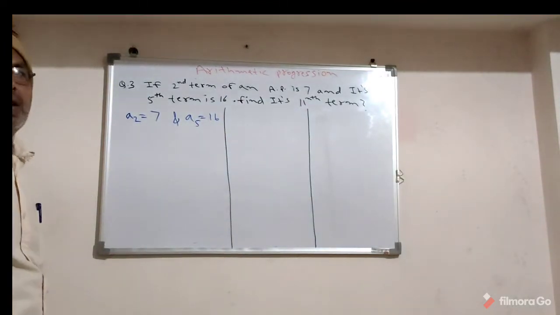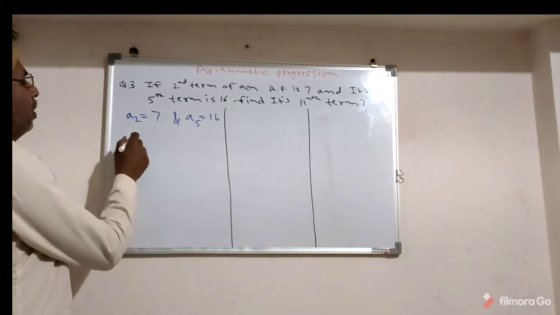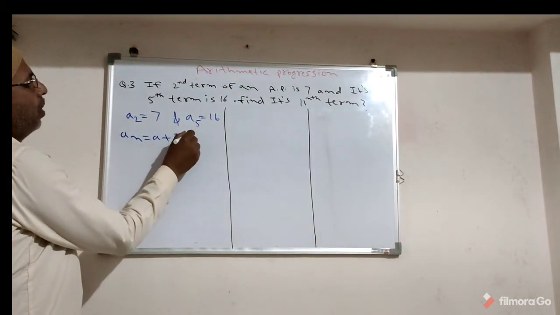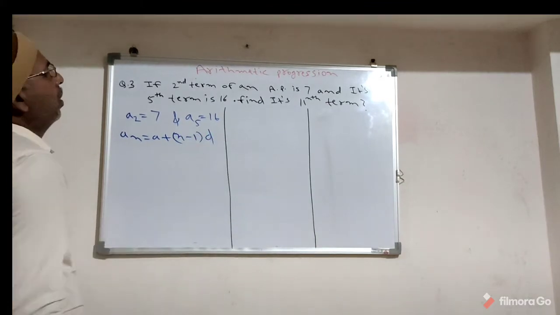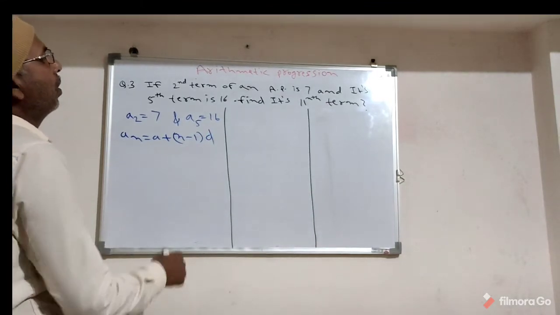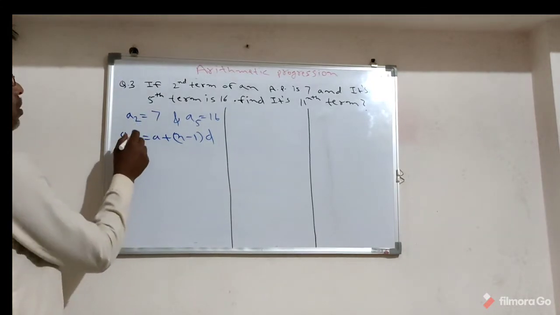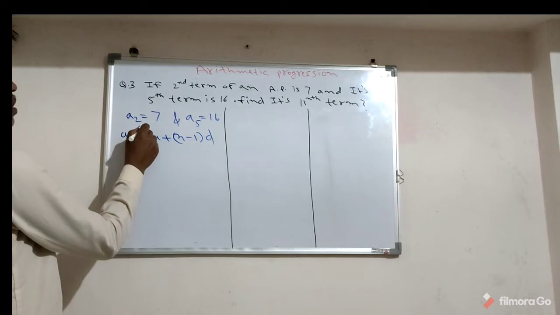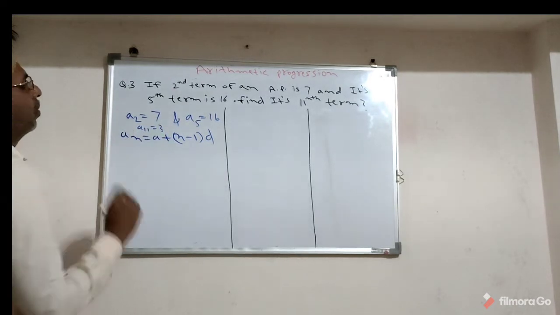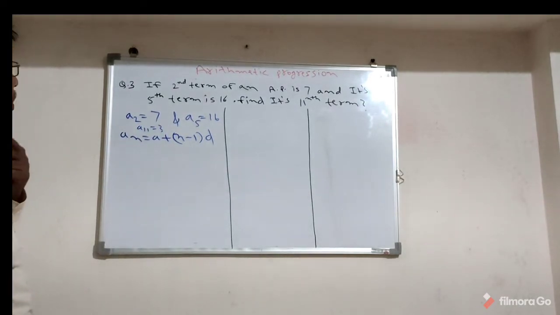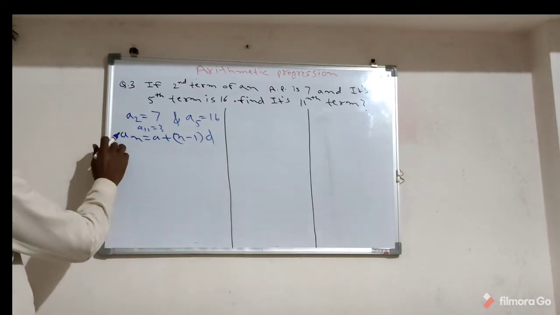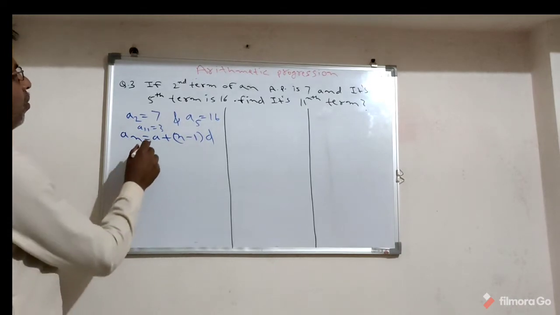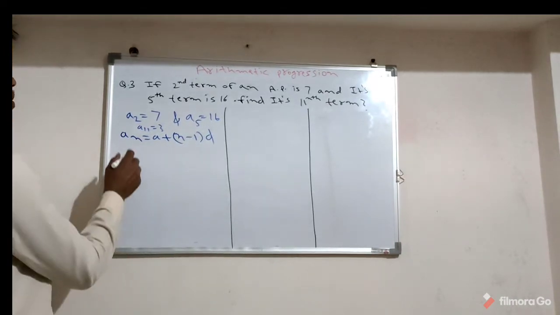Here we use the formula of the nth term, An equal to A plus n minus 1 into D. We are asked to find A11. For this, we write the formula to find the nth term, An equal to A plus n minus 1 into D.